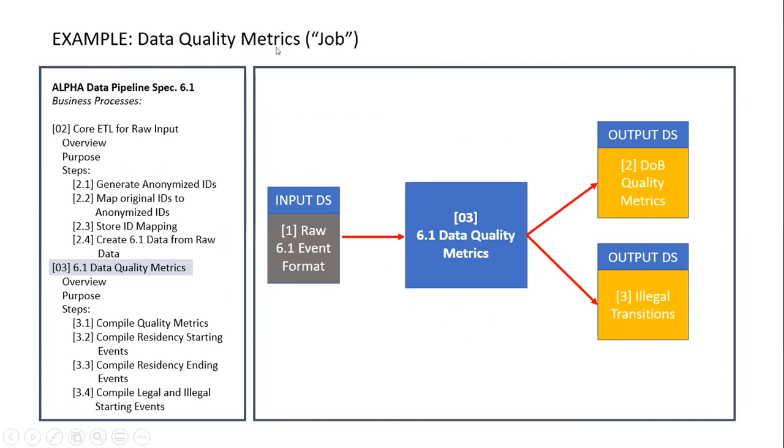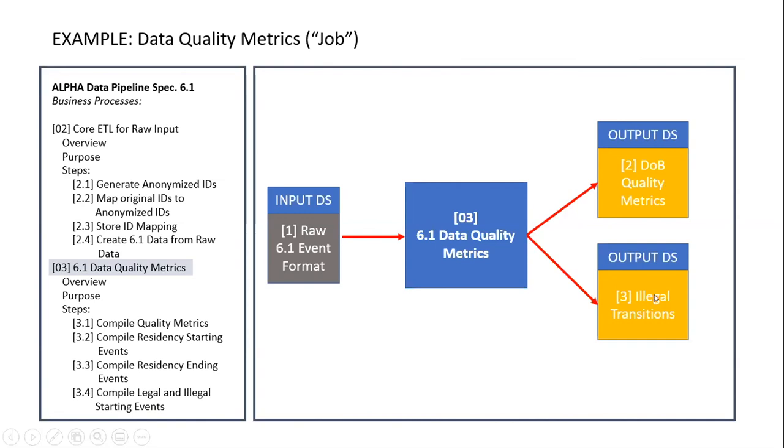I can take a look at, this is an example from the alpha where they do data quality metrics as their job. So they're producing a thing called spec 6.1 in their data pipeline. And so they take the ETL for raw input, which is what's pulling it out of the site databases. And you have the overview and purpose of the job. Then you have a series of steps, and these are my tasks. If I click on one of them, it shows me that job with the input data set and the output data sets. And I have all the data sets listed at the bottom here.